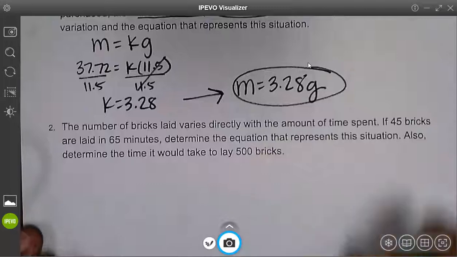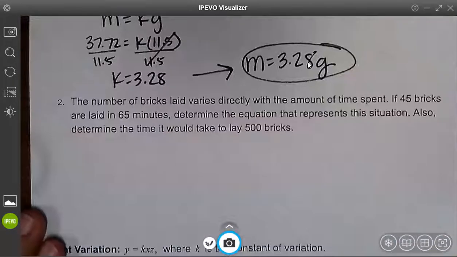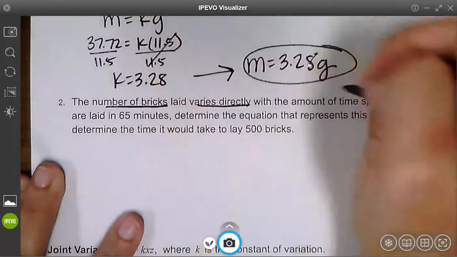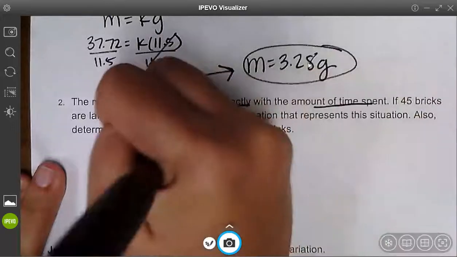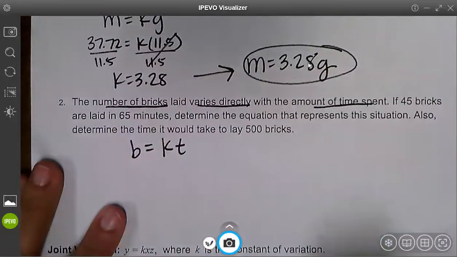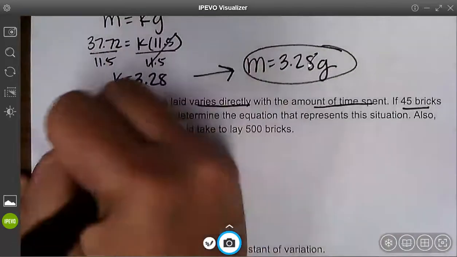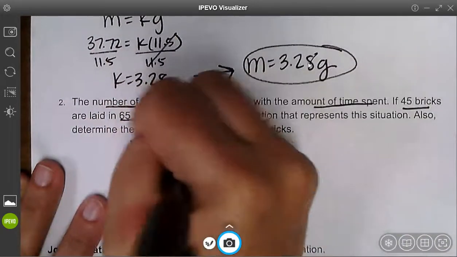Number 2, the number of bricks laid varies directly with the amount of time spent. If 45 bricks are laid in 65 minutes, determine the equation that represents this situation. Also determine the time it would take to lay 500 bricks. So my bricks is going to equal k times my time spent. I have 45 bricks in 65 minutes. So 45 goes in for b, trying to find k, my t is 65.